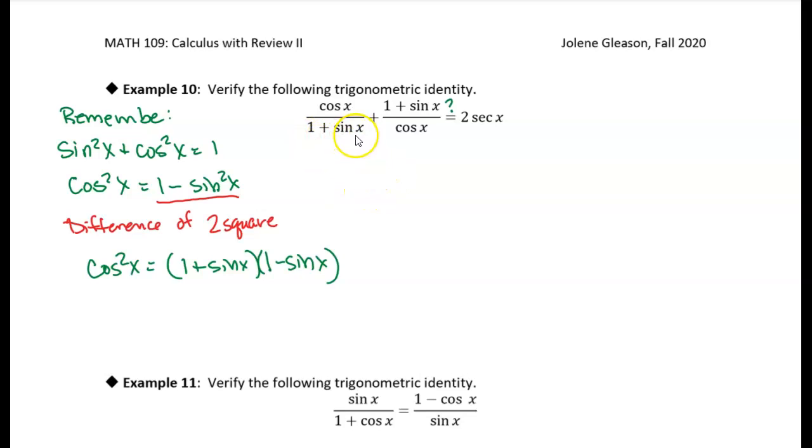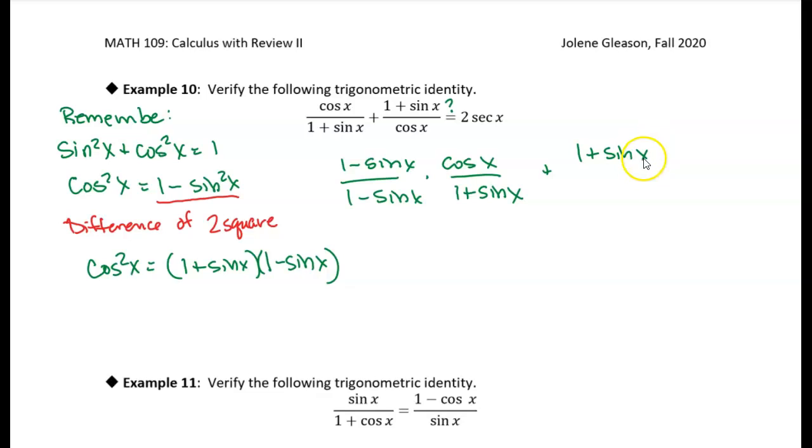Now I'm seeing the 1 plus sine of x here in the denominator, right? So what I'm going to do is take that first fraction and multiply by 1 minus sine of x over 1 minus sine of x. I'm going to take that times the cosine of x over 1 plus the sine of x. Now I still have over here the 1 plus sine of x over cosine of x, and I'm trying to prove, does that equal 2 secant of x?